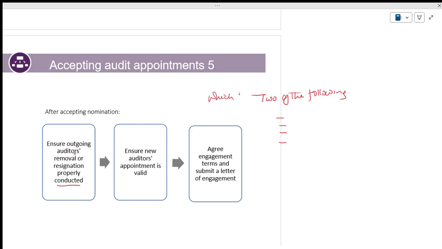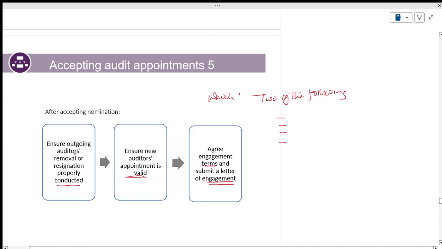But what we have to do after accepting the document is make sure that the outgoing auditors have been cleared from the job. Ensure the new auditor's appointment is valid: the approvals, remuneration, terms and conditions, and engagements, everything has been done as per the requirements and rules. Then agree the engagement terms and submit the letter of engagement.